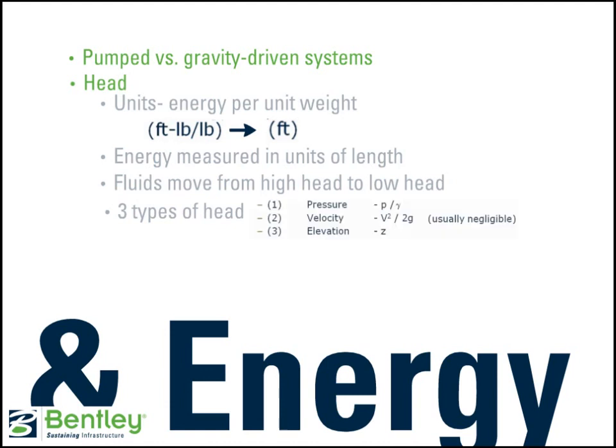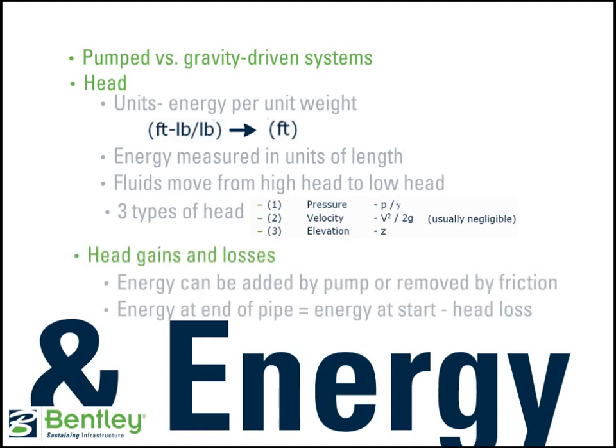Energy at any point within a hydraulic system is often expressed in three parts: pressure head, elevation head, and velocity head. Energy can also be added to a system by a pump or removed from the system by friction or other disturbances. These changes in energy are called head gains or head losses. So the energy at the end of the pipe is equal to the energy at the start of the pipe after you subtract the head loss.